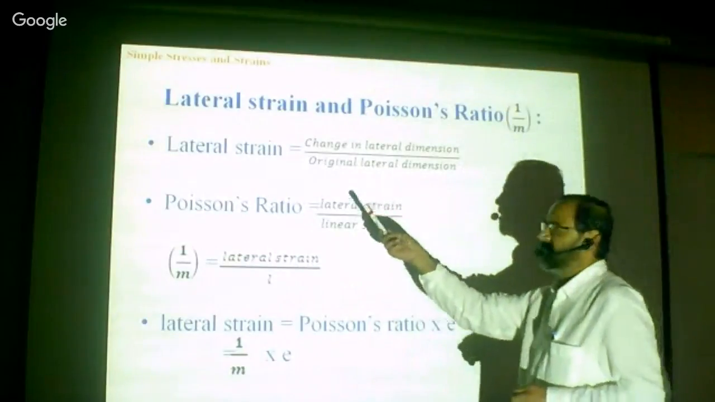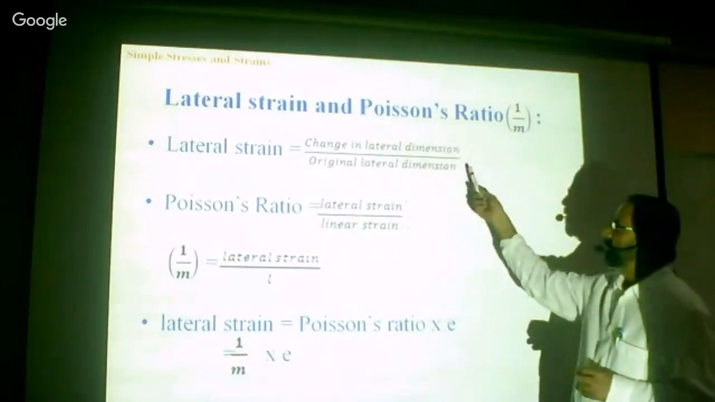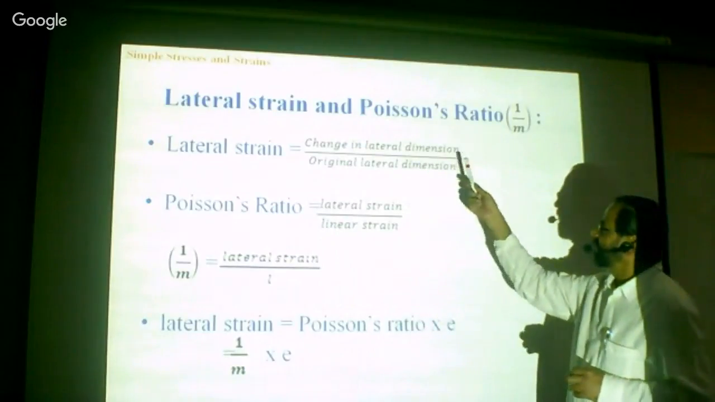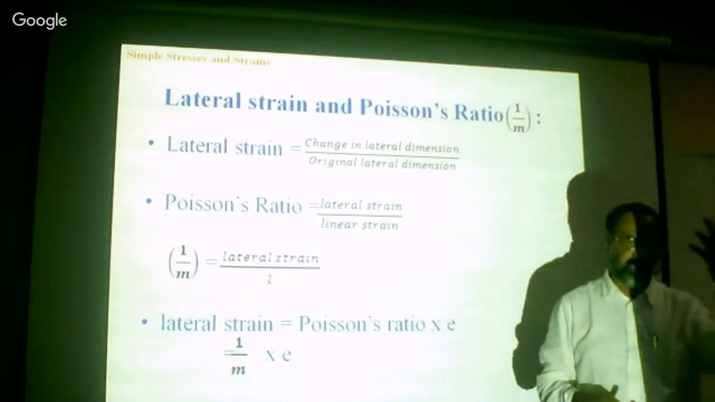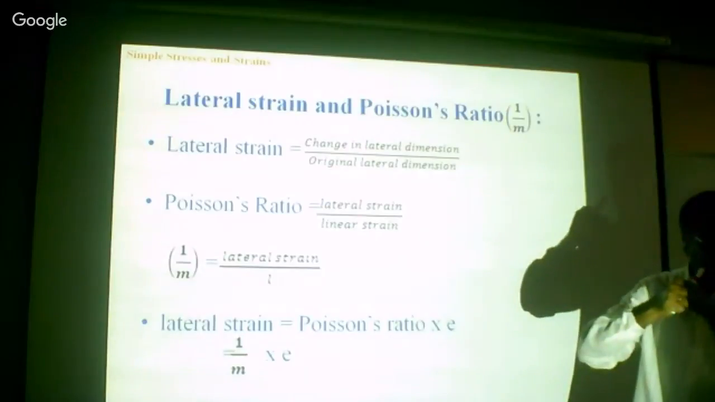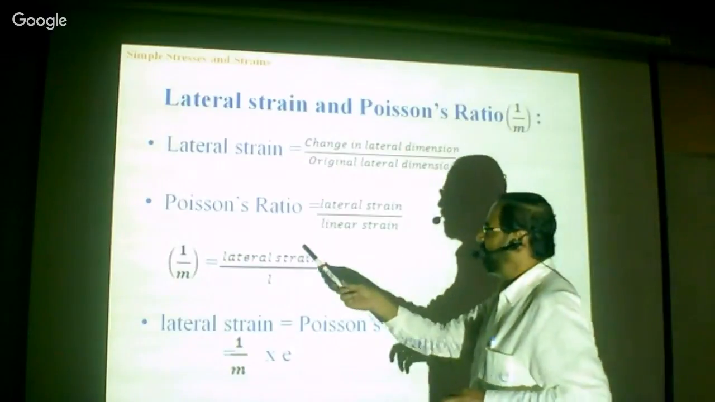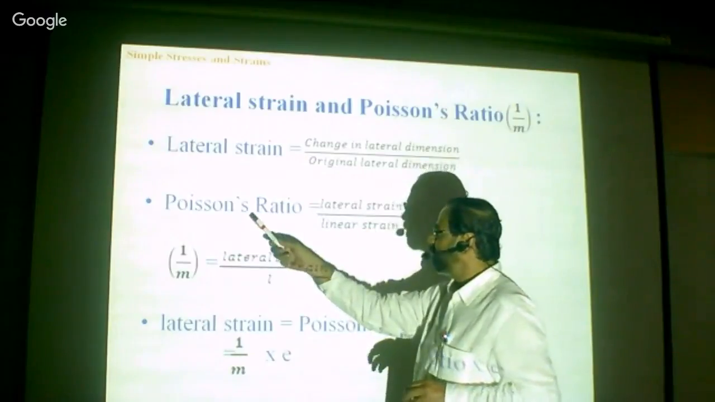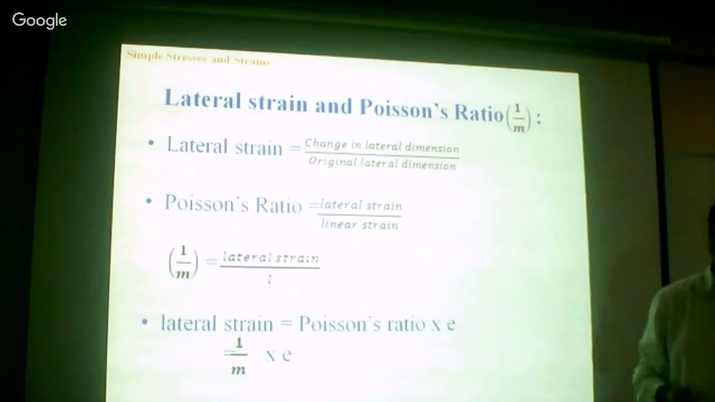The same thing I have explained is printed here. Lateral strain is the change in lateral dimension divided by the original lateral dimension, and linear strain is the change in length divided by original length. The other constant is also a material constant: Poisson's ratio. Poisson's ratio is the ratio of lateral strain to linear strain. It is again a material constant.